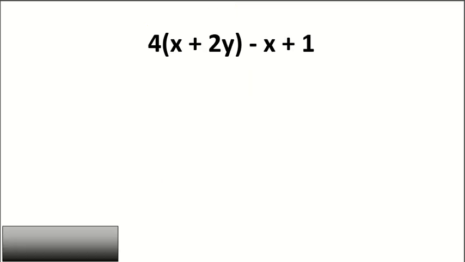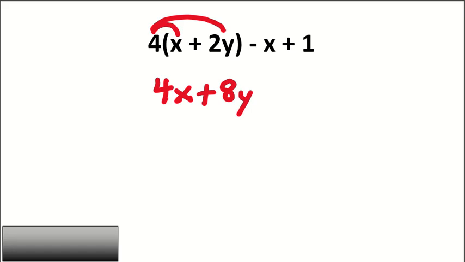Okay, moving on. How about this one? Well, once again, we got the distributive property we can use, so let's go ahead and do that. We got 4 times x is going to be 4x. Increased by 2 times y, so 4 times 2y is going to be 8y. Hope I'm not confusing anyone. And then we subtract the x and then add the 1.